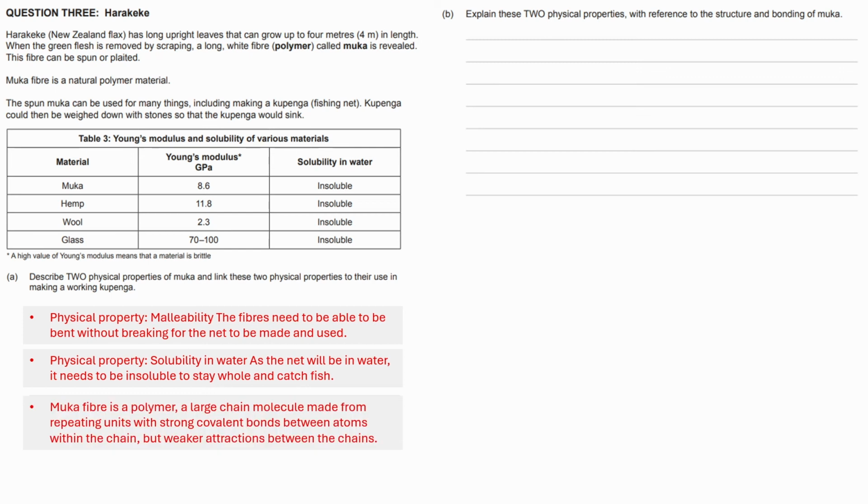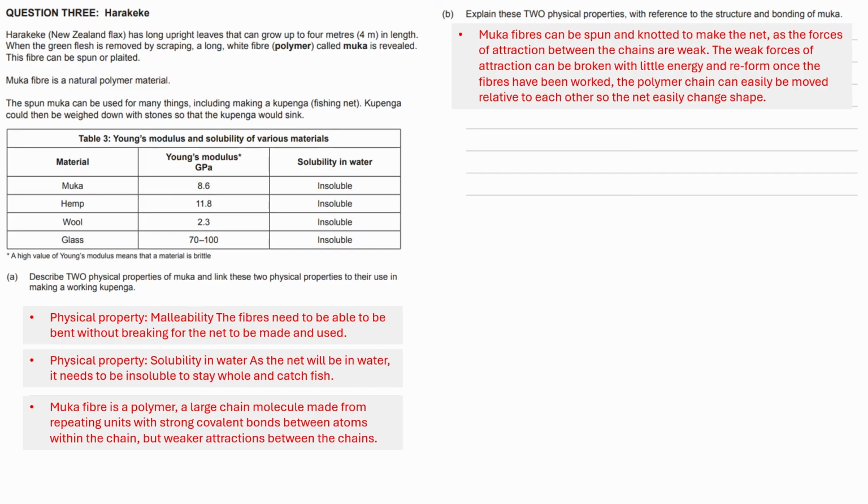Now, muka fiber is a polymer, a long chained molecule made from repeating units with strong covalent bonds between atoms within the chain, but weaker attraction between the chains. So we're thinking of a bowl of spaghetti, right? Each spaghetti length has strong attractions within it, but between the pieces of spaghetti are weak attractions, but enough to hold it together as a mass. So explain these 2 properties with reference to the structure and bonding of muka, which is the polymer, right? What is the fiber created by the polymer?